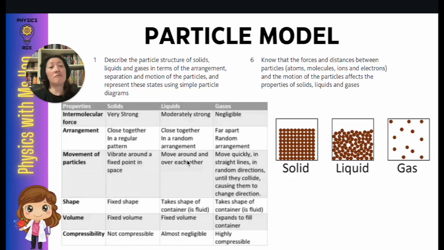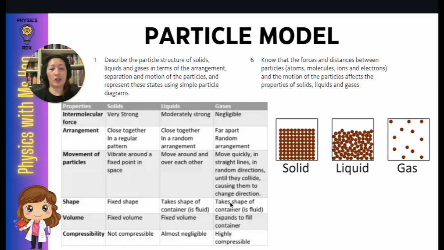Liquids move around and over each other, while gases move quickly in straight lines in random directions until they collide, causing them to change direction. This motion is explained in Brownian motion, which we will cover shortly. As mentioned, for the shapes and volumes, solids have fixed shape and volume, while liquids' shapes are not fixed. They take the shape of a container, while the volume is fixed.